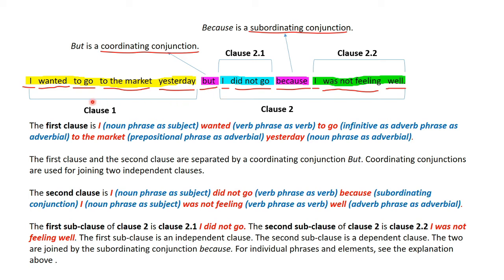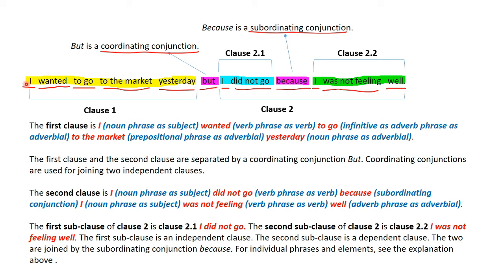Clause 1 is the first independent clause, clause 2 is the second independent clause, and this independent clause has two subclauses. The first one is an independent clause, the second one is a dependent clause in it. These two clauses are joined by a subordinating conjunction, as you can see here. Keep in mind that a subordinating conjunction is used for joining an independent clause with a dependent clause. Technically, this is a separate sentence and this is a separate sentence. Now, these two sentences have been joined by this coordinating conjunction. So, there are multiple clauses: clause 1, clause 2, and in clause 2 we have an independent clause and a dependent clause.